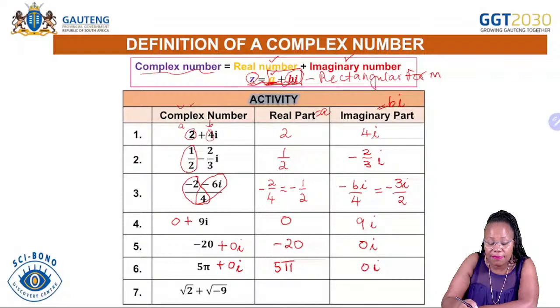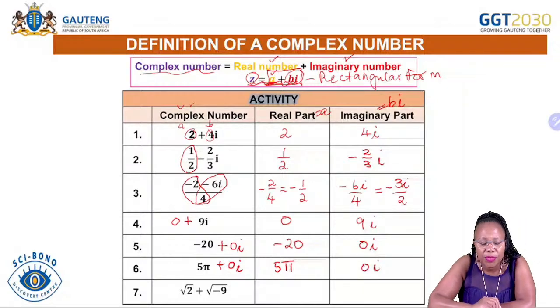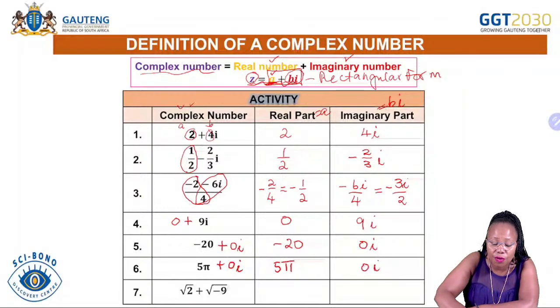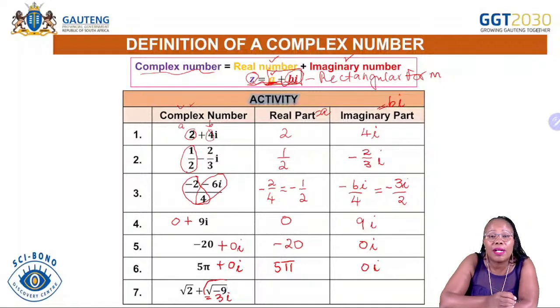And then number 7, we have the square root of 2 plus the square root of minus 9. Remember, if you have a square root of a negative number, it is imaginary. So if we try to simplify this, the square root of 9 will give us what, grade 12? The square root of 9 is 3, okay? So this part here will give us 3i, because we will have the square root of 9 multiplied by the square root of minus 1.